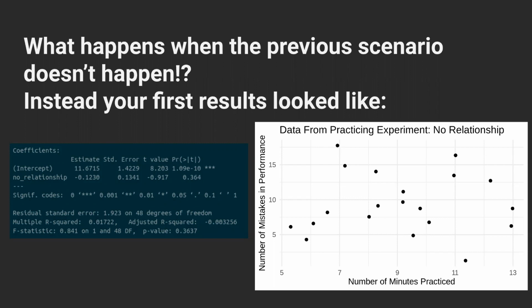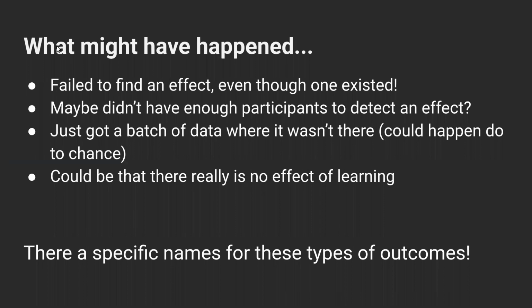Now, there are different ways we could be wrong, and we have language for this, which I hope is my next slide. Yeah. So what might have happened is that we failed to find an effect, even though one actually existed. Maybe we didn't have enough participants to detect this effect. That could be the chance. Or we just got a batch of data where it wasn't there. That could happen because we're dealing with things that are not deterministic, and chance is always an option. But statistics is there to help us be more systematic about this.